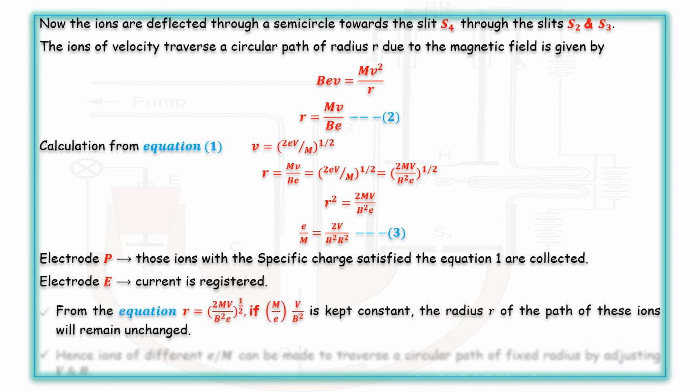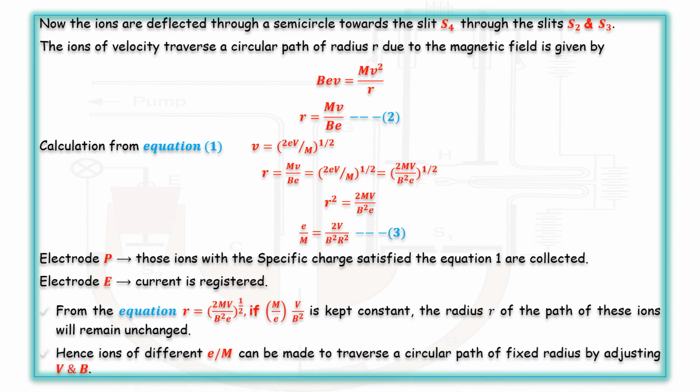From the equation r equal to (2mV by B square e) whole power 1 by 2, if m by e into V by B square is kept constant, what happens? The radius r of the path of these ions will remain unchanged.